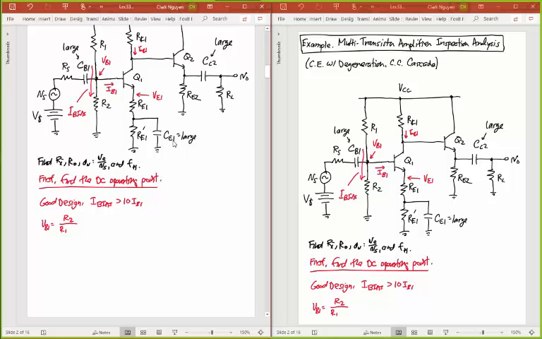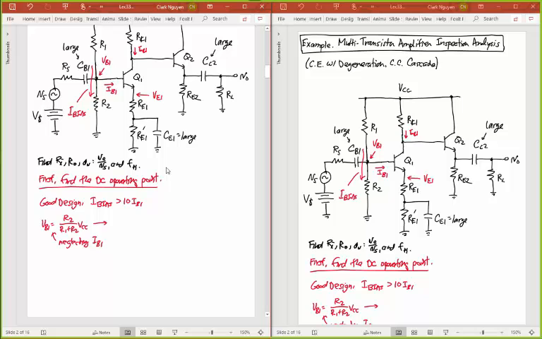So I have R2 divided by R1 plus R2 times VCC. And that's something that I'm writing, and as I write that, I'm basically neglecting base current. Right? So when I write this thing, this is basically saying that I'm neglecting IB1 relative to I bias, because I suppose I have a good design where I bias is much greater than IB1.